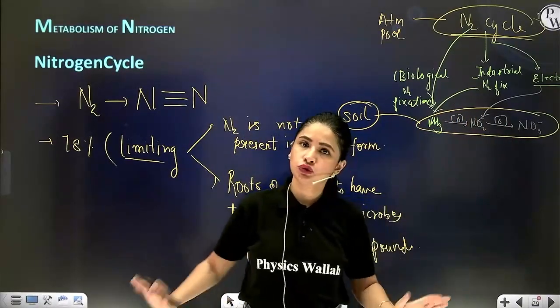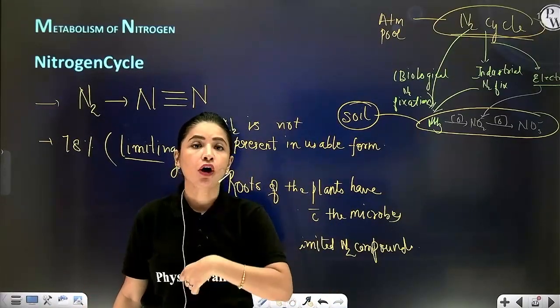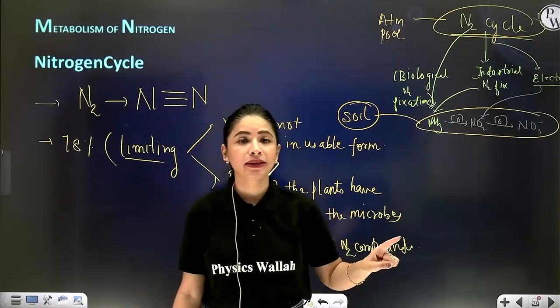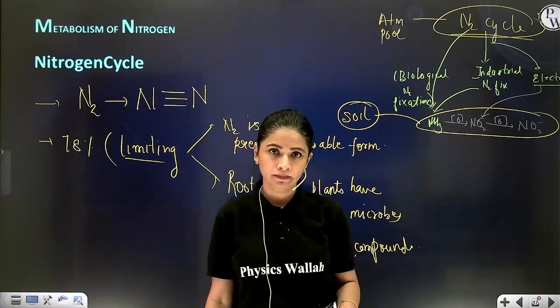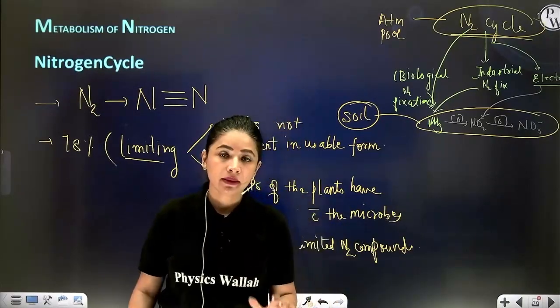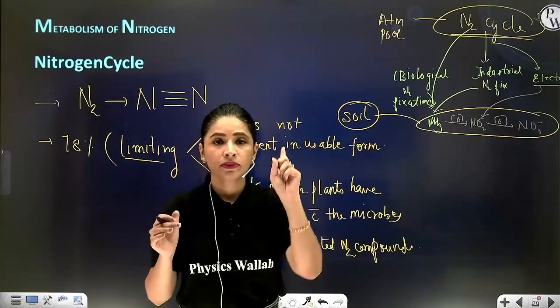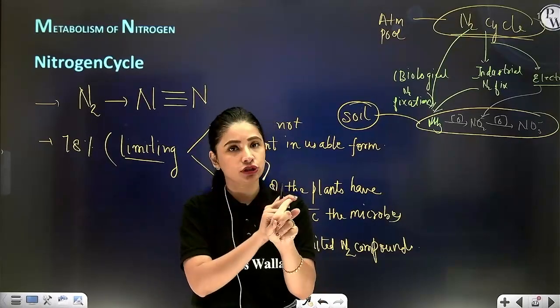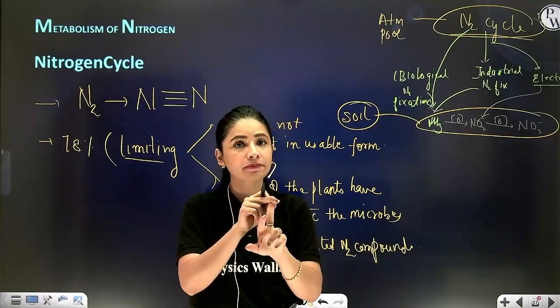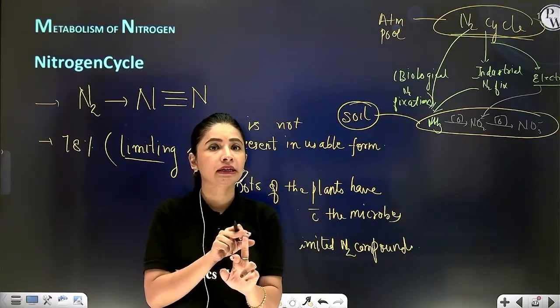Right now, my dear students, I am only telling you the terminologies of the processes that take place during the nitrogen cycle. Each step we will do in detail. But for the time being, just listen to the steps. Number one step is nitrogen fixation. Second step is nitrification. During nitrification you obtain nitrate.